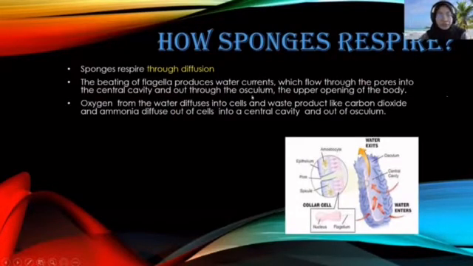So sponges respire through diffusion. The beating of the flagella produces water currents, and the oxygen from the water will diffuse into the cells and give oxygen to the sponge. There are also other waste products like carbon dioxide and ammonia that will diffuse out of the cells into the central cavity and out of the osculum.